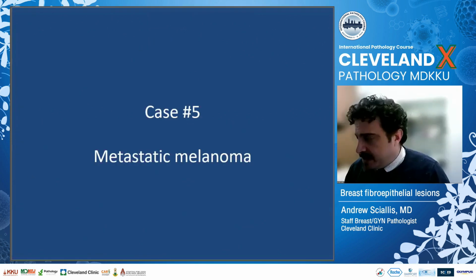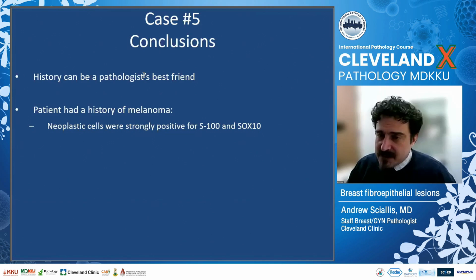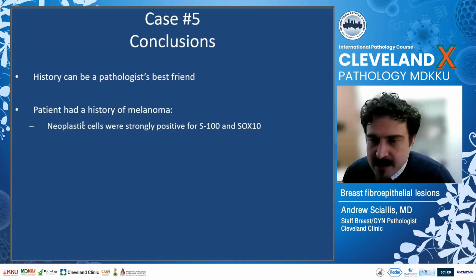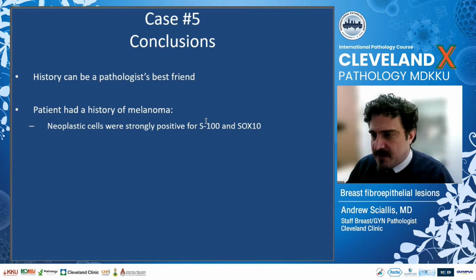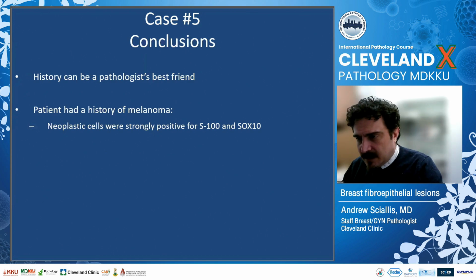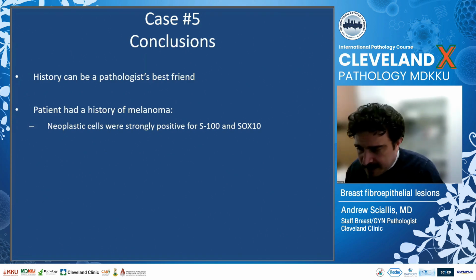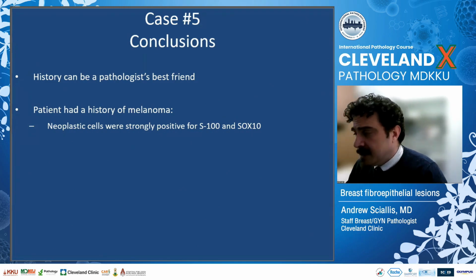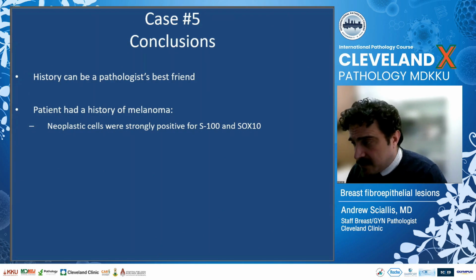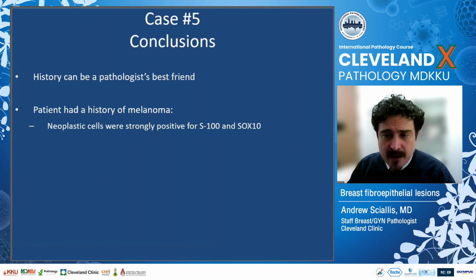Well, this patient had a history of melanoma, and in this patient's case, history can be a pathologist's best friend. Neoplastic cells were strongly positive for S100 and SOX10, which would be negative in a malignant phyllodes tumor or metaplastic carcinoma, I'm not so sure about, but when you have diffuse S100 and SOX10 staining in any sort of spindle cell lesion, melanoma must be high on your differential diagnosis.